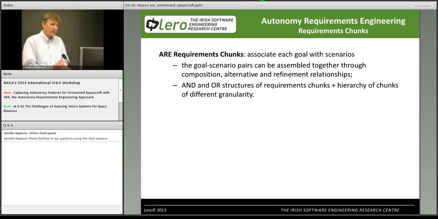Once we identify the goals and apply the generic autonomy requirements to each goal to come up with self-objectives, we need to record this. We record these self-objectives with their associated autonomic attributes in the form of the so-called autonomy requirements chunks, where basically to each goal we attach a scenario. Often we have multiple scenarios that can be attached to a goal, and we combine these scenarios together by using and/or relationships.